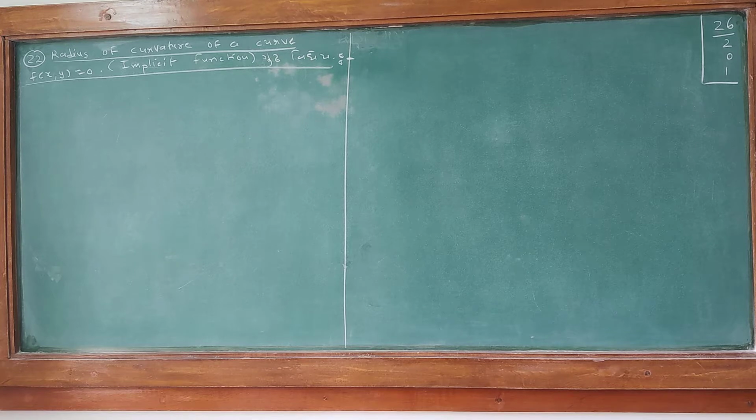So here we have one more formula. Radius of curvature of a curve f of x y equal to 0, implicit function.